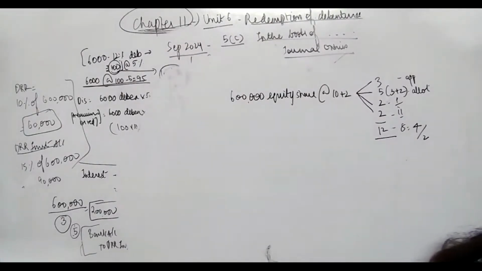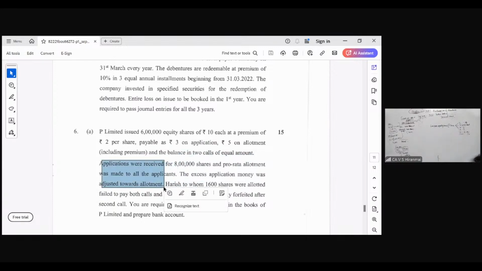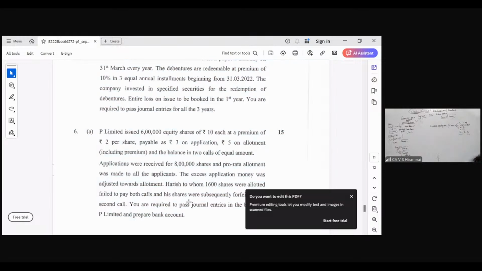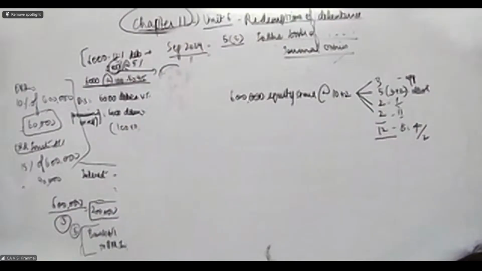Now again, I am sharing the screen. We will read the question further. What is the question? All of you please see. Applications were received for 8 lakh shares and pro rata allotment was made to all applicants. So there are no rejections. Pro rata is being done. Excess application money was adjusted towards the allotment. Okay. Harish, to whom 1,600 shares were allotted, failed to pay both the calls and his shares were forfeited after the second call. Is anything given about reissue? Nothing. Pass the journal entries and prepare the bank account.